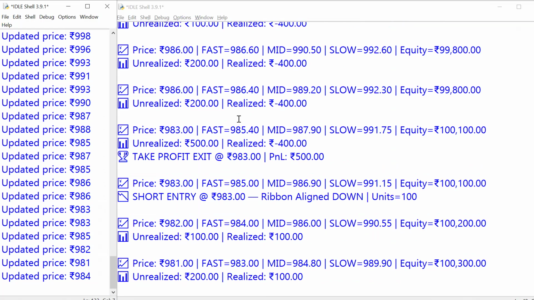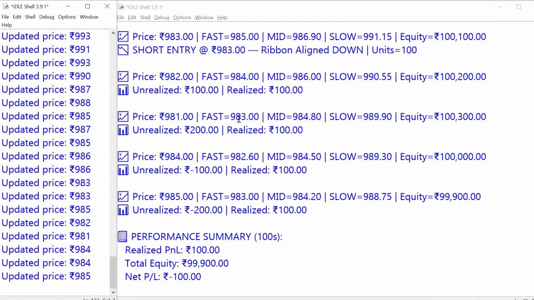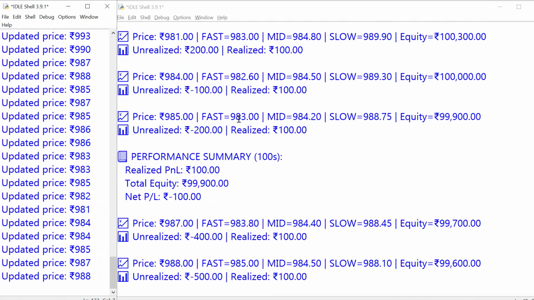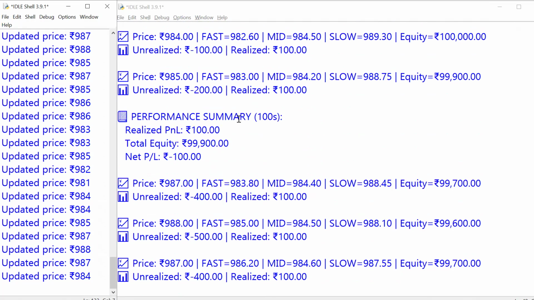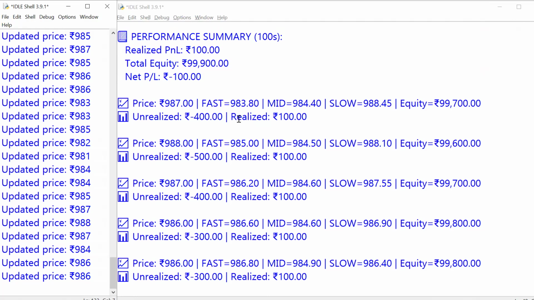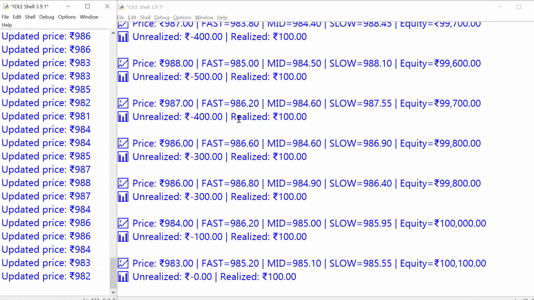We have got one more short position, I think. Yes, the position is on because the ribbon alignment is still down. So we have one position open. See, there was one stop loss trigger, two profit books. One stop loss trigger, two profit books.